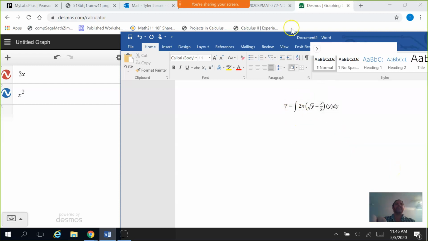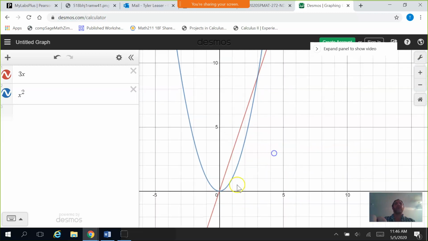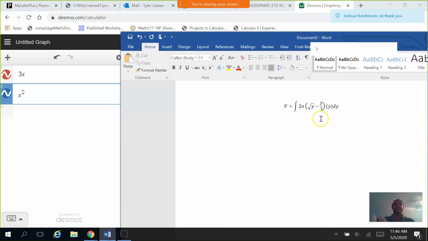Oh, and then the limits, of course, as well, right? So my limits would go from the y value 0 up to this is the y value 9. So from 0 to 9. I hope that's what you meant. Does that help? Okay, cool.